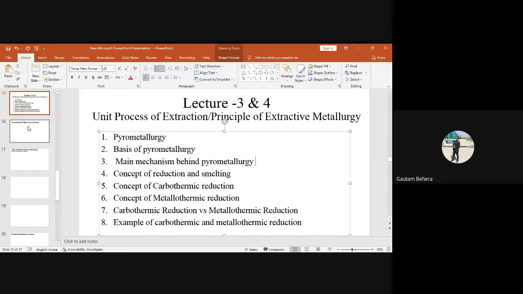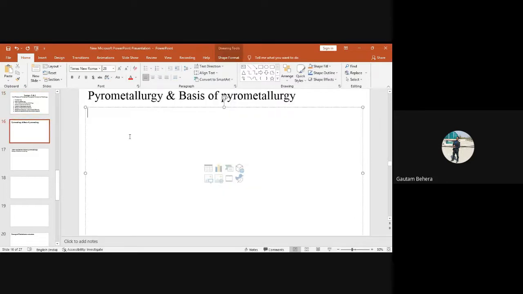Then main mechanism, okay, fine, let me write here. So the basis of pyrometallurgy is the ore will be taken to high temperature and it will give metallic phase and non-metallic phase.